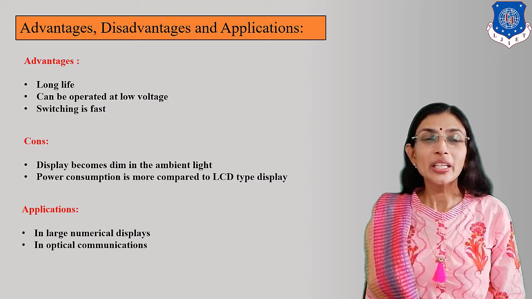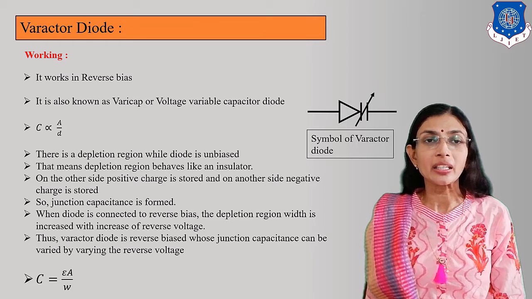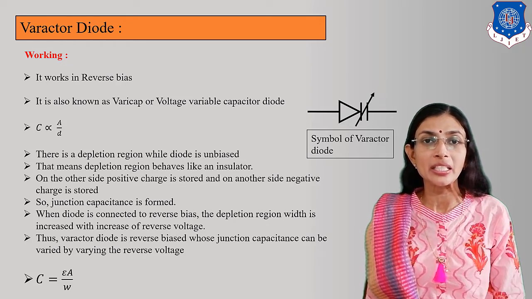Right. So now study the third diode. Let me explain, that is the varactor diode. Working: it works in reverse bias. This is the principle of varactor diode. It is also known as varicap or voltage variable capacitor.